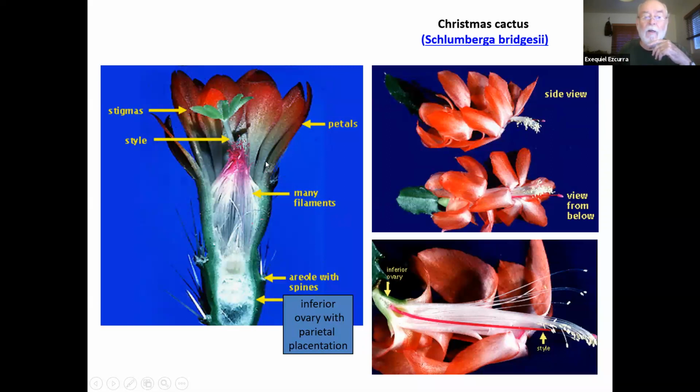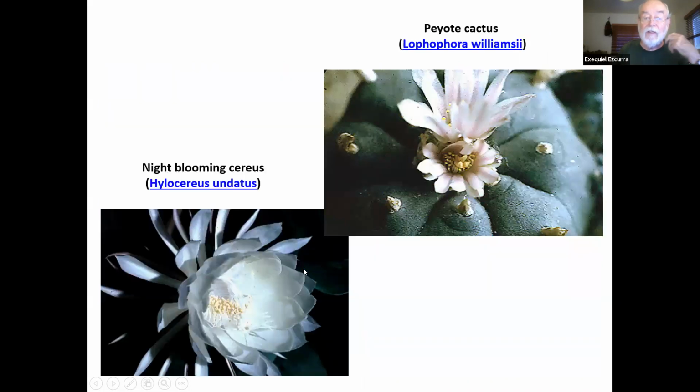in markets and greenhouses and nurseries for Christmas, the flowers are always the same. Areoles around the hypanthium, around the ovary, inferior ovary with parietal placentation, the filaments of the stamens, and of course, always the stigmas marking the number of carpels. In this case, you can count them: 1, 2, 3, 4, 5, 6, 7, 8 carpels.